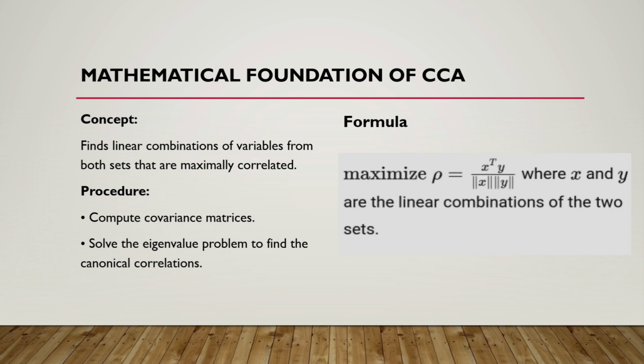This process involves finding canonical variables for both sets, maximizing the correlation between the canonical variables from each set, and solving the eigenvalue problem for the covariance matrices of x and y to find the linear combinations that maximize the correlation.